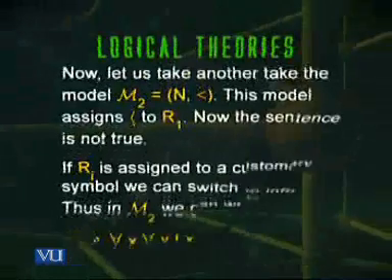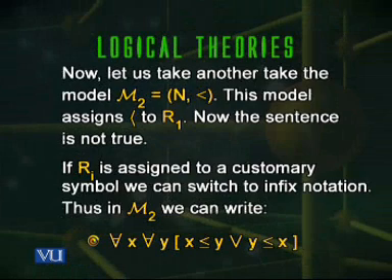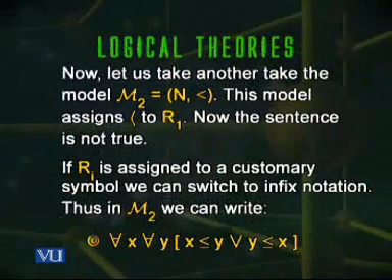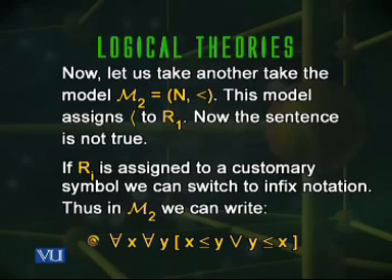Well, we can look at another model and see whether this sentence is true in that model. Let's look at the other model, M2, where the universe is once again the natural numbers. But now we assign R1 the relation strictly less than. So R1 x y means x is strictly less than y. Then what does this sentence say? It says, for all x and for all y, x is strictly less than y or y is strictly less than x. Is that sentence true?